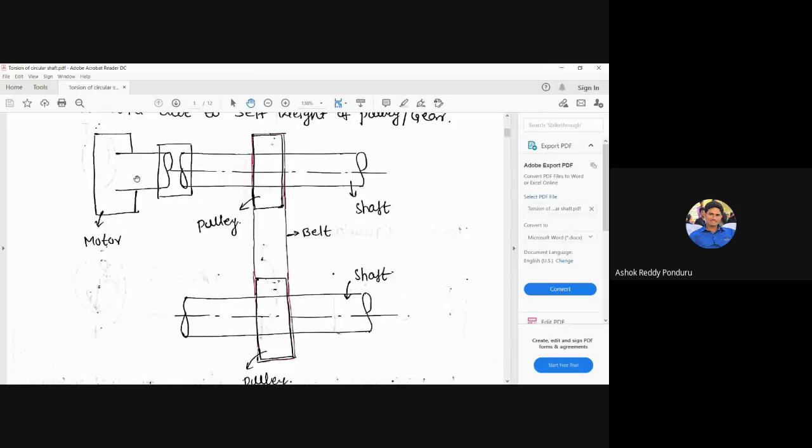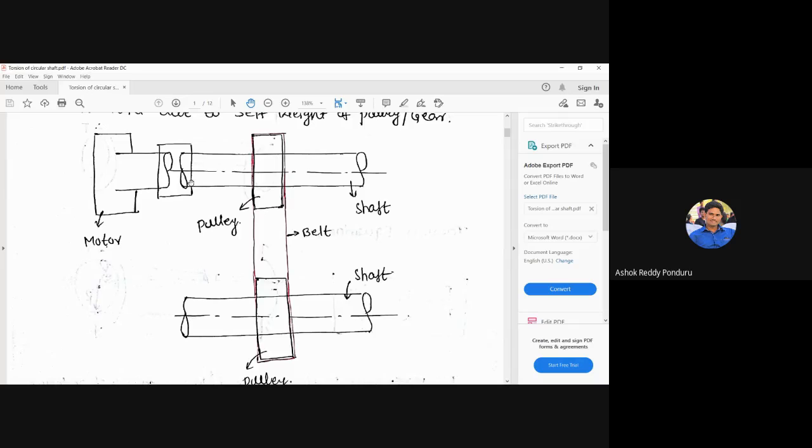In the rotor there is one shaft, and it is rotating with a particular speed. That shaft is connected to another shaft by means of a coupling. This is called a coupling. By means of coupling we can connect.